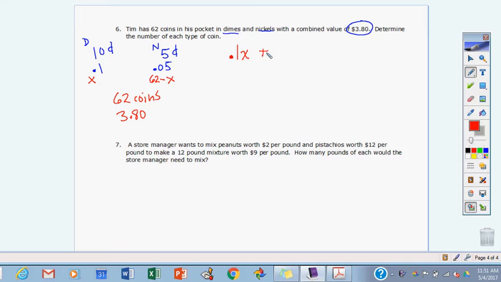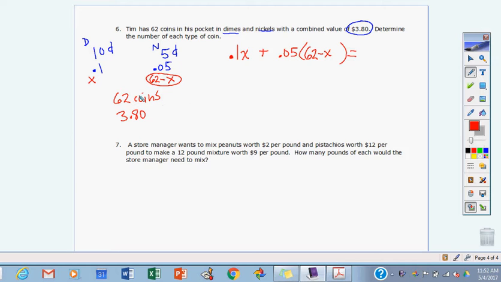Then I'm going to add the value of my nickels. Well, I'm going to take 0.05 times, well, if I had 1 nickel, I'd multiply by 1. If I had 4 nickels, I'd multiply by 4. But this is how many nickels I have for this problem. I have 62 minus x. Okay, that's where it gets to the tricky part for this one. But here's the kicker now.